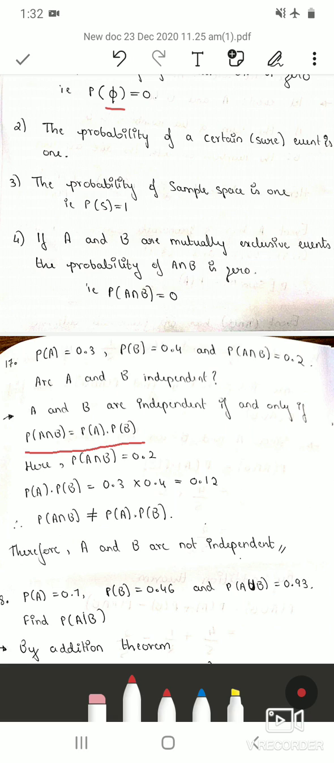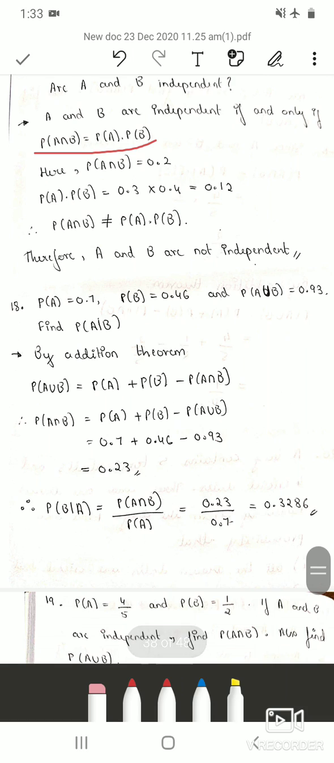So probability of A into probability of B is 0.3 into 0.4, which is 0.12, which is not the same as probability of A intersection B. That is, probability of A intersection B is not equal to probability of A into probability of B, which means that A and B are not independent. Suppose this condition was satisfied, then we could say events A and B are independent.